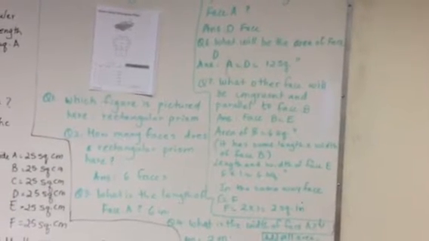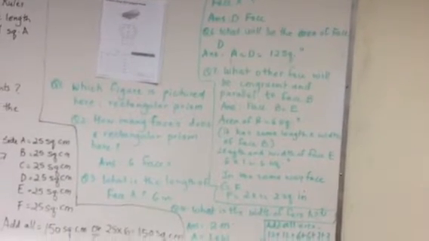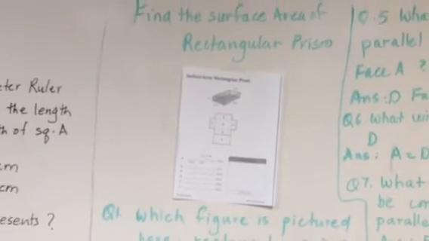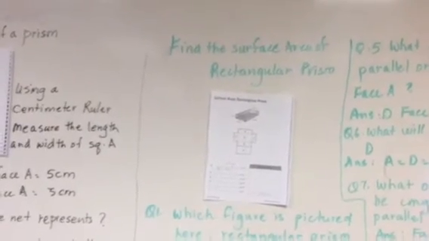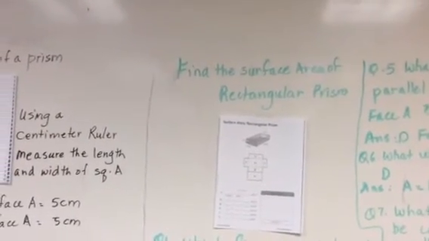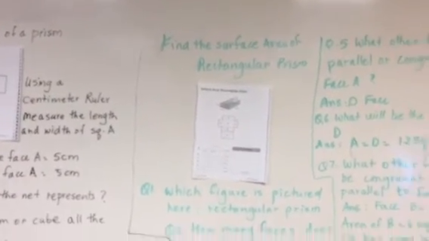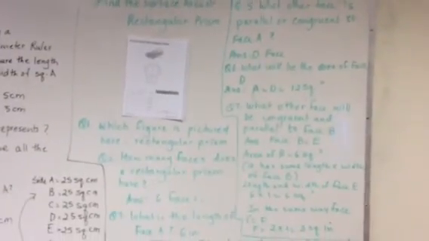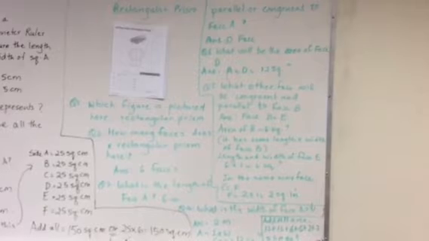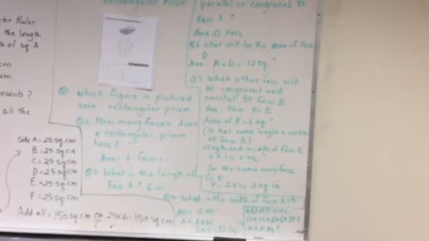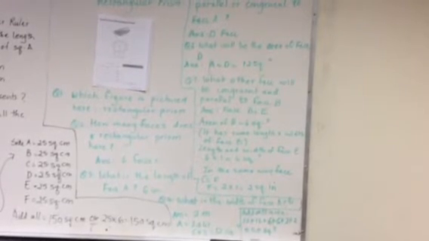What is the width of face A? It's 2 inches. Let's go back and look. Is it 2 inches? Hope you can see it. It's 2 inches, right? Okay. So going down again, the area of face A is 2 times 6, and that will give you 12 square inches.